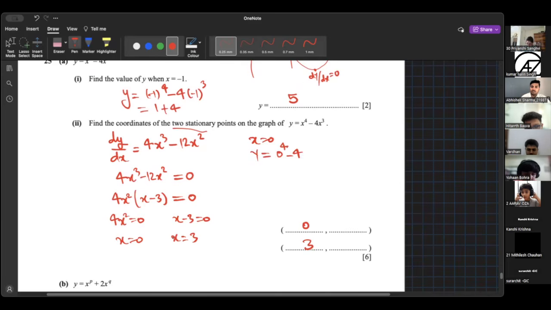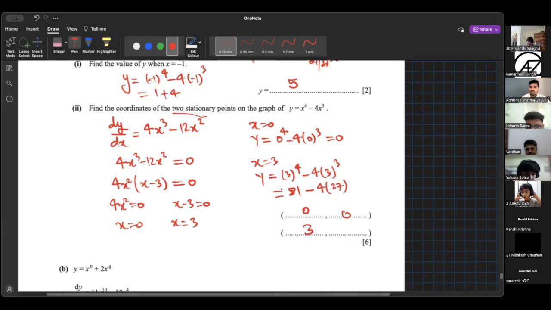0 raised to 4 minus 4 into 0 raised to 3. That is 0. And when x is 3, find the value of y. So y will be 3 raised to 4 minus 4 multiplied by 3 raised to 3. So 3 raised to 4 will be 81 minus 27 into 4. This is 4 into 27. That's how much? So that is 81 minus, 7 4s are 28, 8, 2 carry, 4 is 8, 9, 10. So 81 minus 108, that is negative 27.